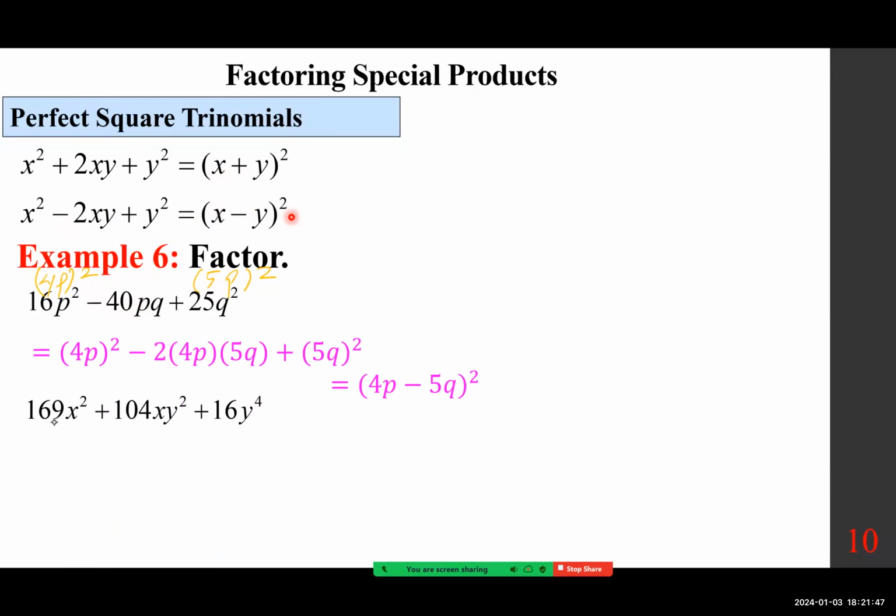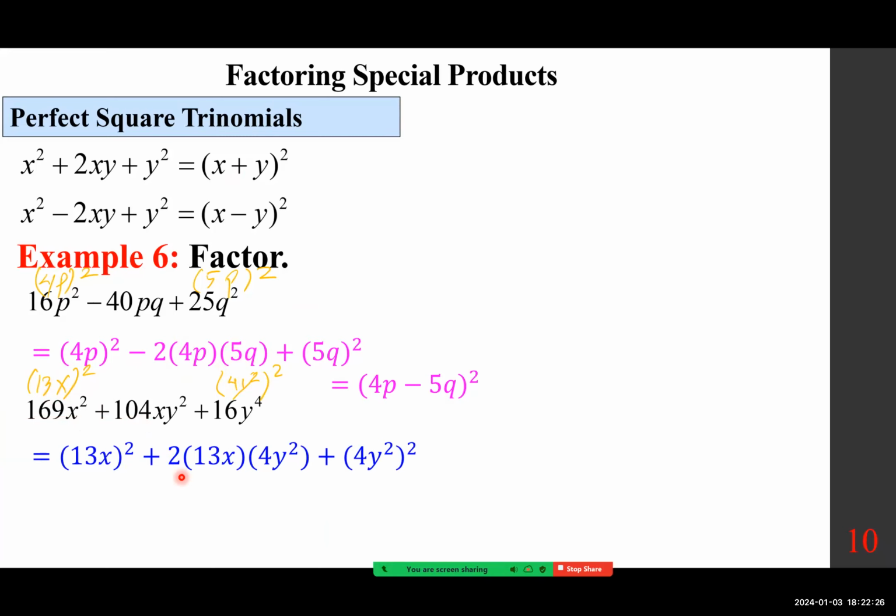We do the same thing here. This is 13x squared. This is 4y squared squared. If you multiply these two, 13 times 4 is 52xy squared. Times 2 makes it 104. So that's fine. It's a plus sign, so we go with the plus sign. So plus 2. This is the key. The 2 must be there.